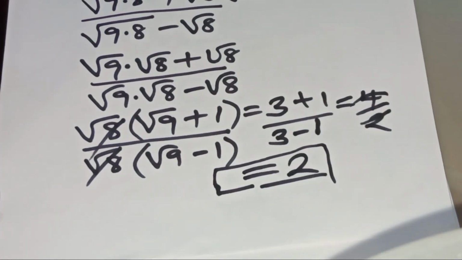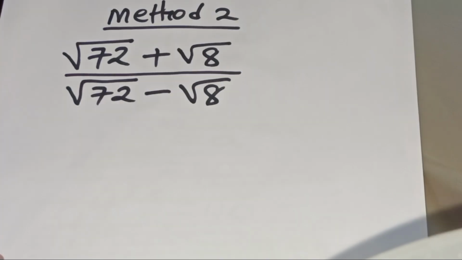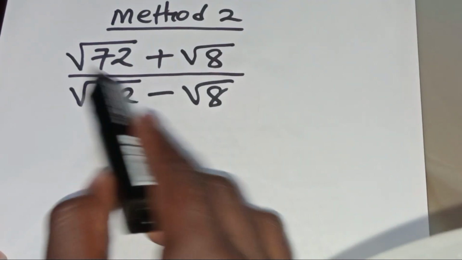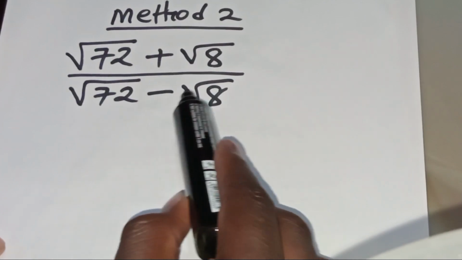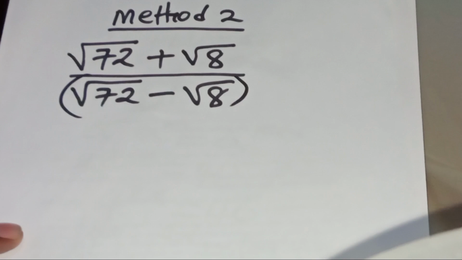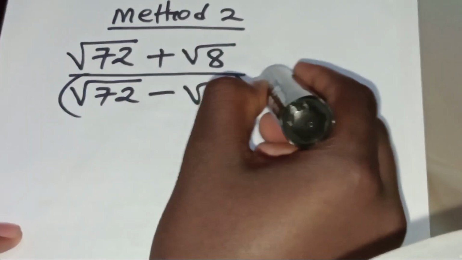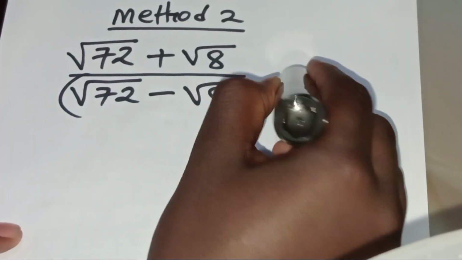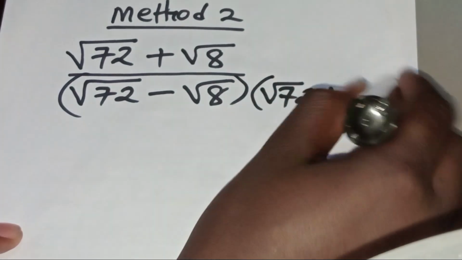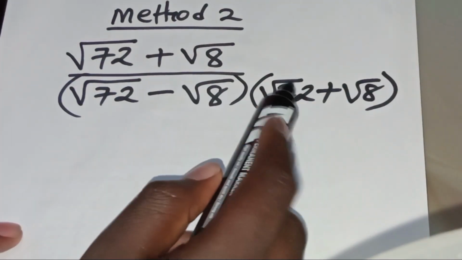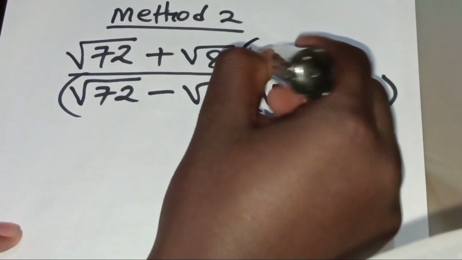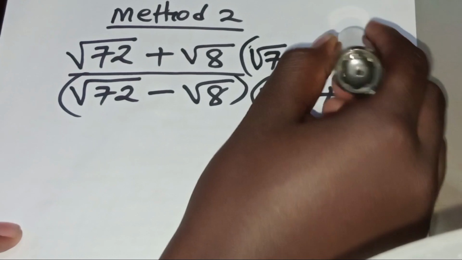Let's solve applying the second method. Applying method 2, we have square root of 72 plus square root of 8, divided by square root of 72 subtract square root of 8. From here, we introduce a conjugate on the denominator, and this conjugate is square root of 72 plus square root of 8. If you introduce the conjugate in the denominator, you do the same in the numerator, so you'll have square root of 72 plus square root of 8.